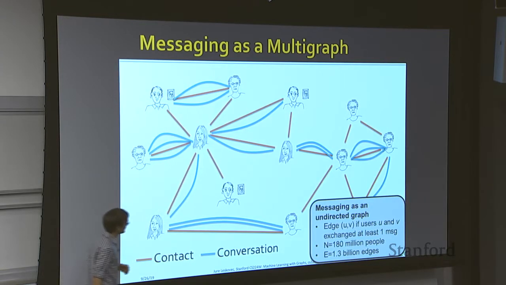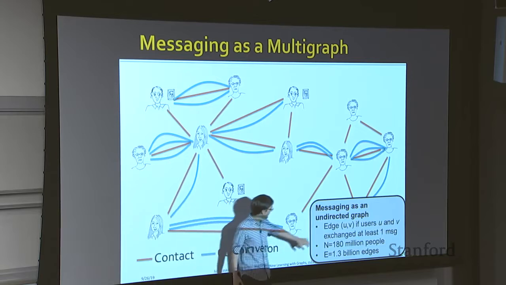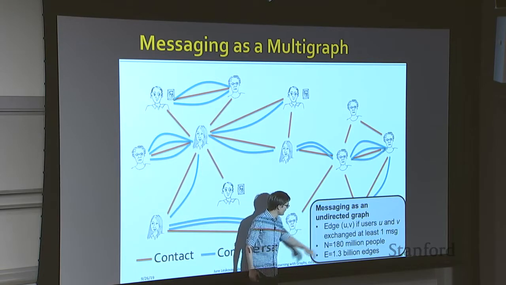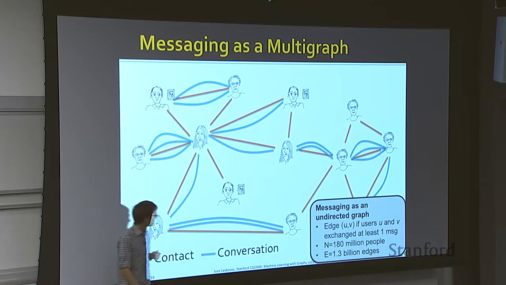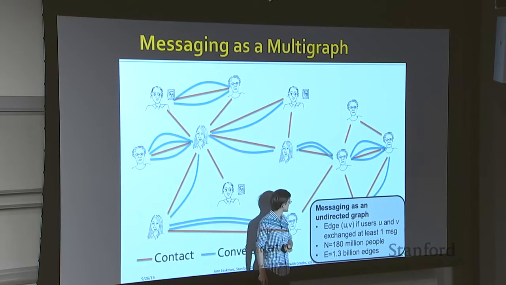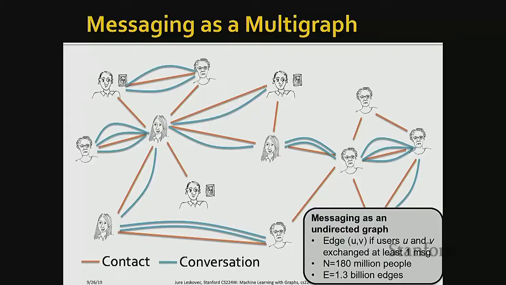And what we decided to do is to create an edge between users if they exchanged at least 1 message in this 1 month period. And that gave us these 1.3 billion edges. So for example, in our graph there would be no edge here, because these two people are not clones of each other. But these two people did not exchange messages, so there is no edge, but there are edges wherever there is at least one blue line. So now we have a graph.